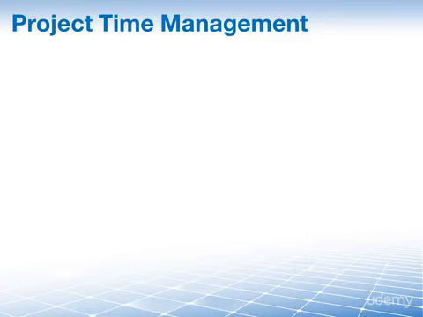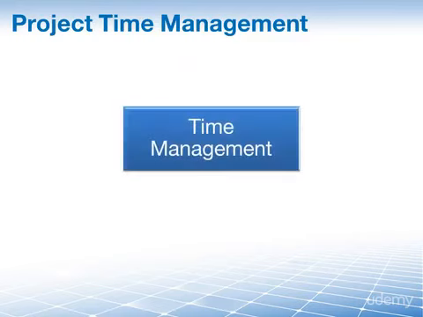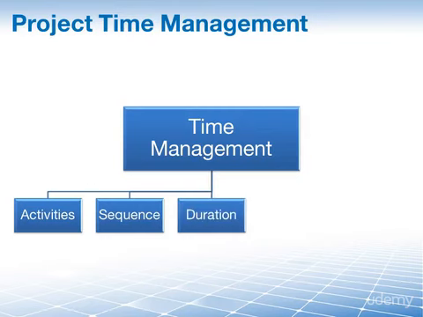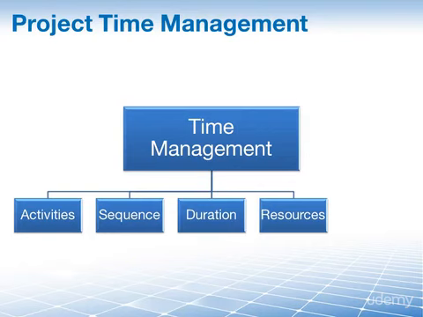We begin with a look at the activities of project time management. The official PMBOK definition is that project time management includes the processes required to manage the timely completion of the project. This is accomplished by defining activities, which are then sequenced, given an approximate duration, and assigned a resource, and that then results in a schedule that is executed over the project life cycle.